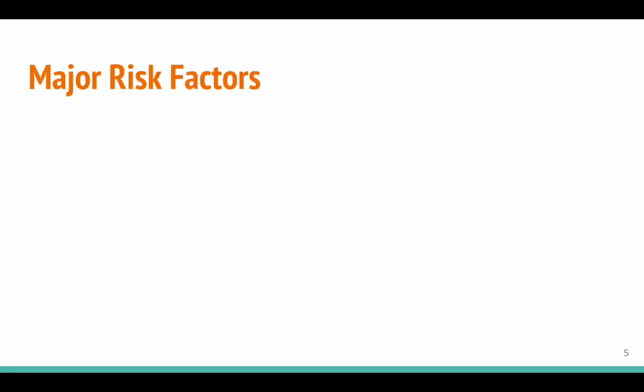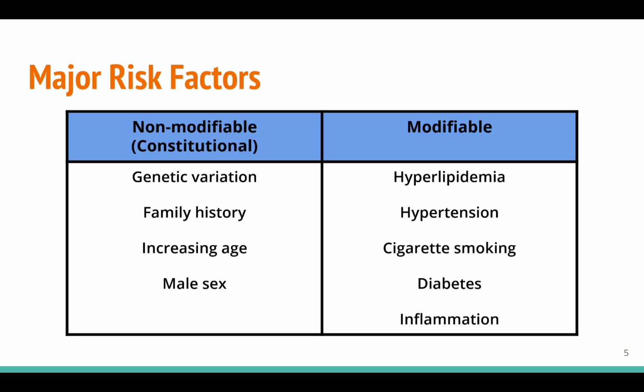Risk factors for atherosclerosis can be divided into major and minor risk factors. Major risk factors can further be divided into modifiable and non-modifiable. Non-modifiable, also known as constitutional, you can't do anything about these risk factors. These include genetic variation, family history, increasing age, and male sex. Modifiable includes hyperlipidemia, which means high amount of lipid in your blood, hypertension, cigarette smoking, diabetes, and inflammation.